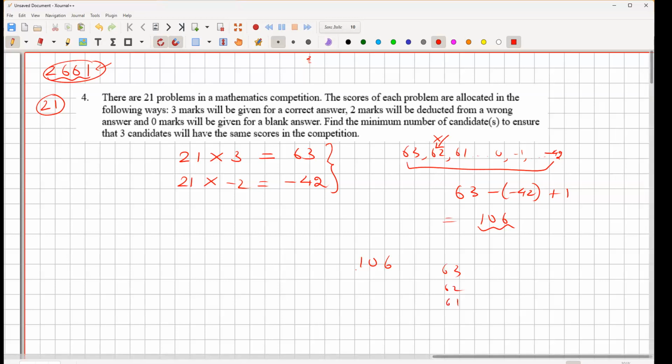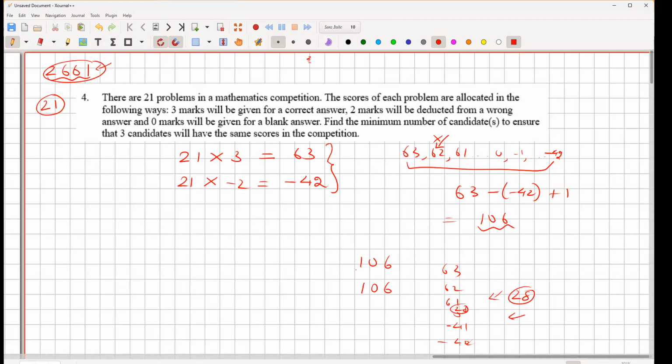There's a range of answers all the way from 63 to minus 42. If a new person comes with a score of 28, he'll definitely match with one other person. If another person comes, he'll match with some other person. But at max, we can get through another 106 more people, where you get a fresh set of numbers from 63 to minus 42. So each score repeats twice.